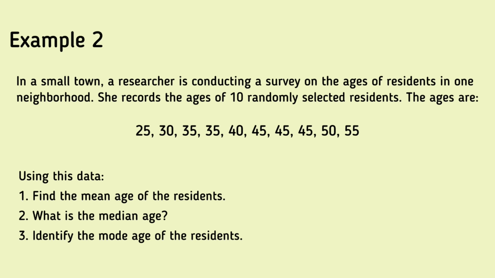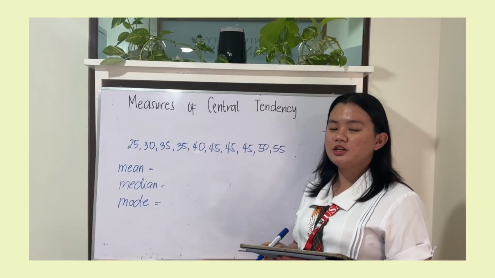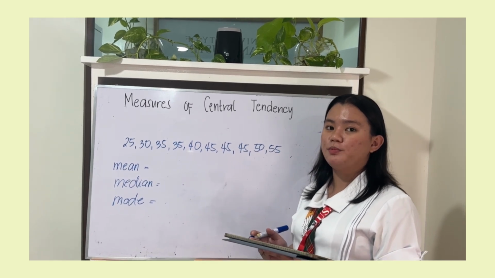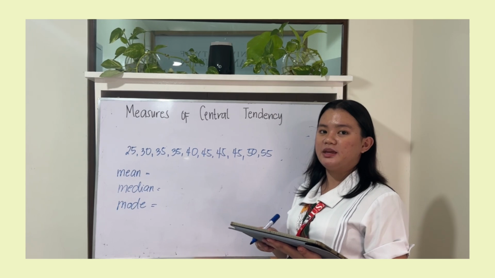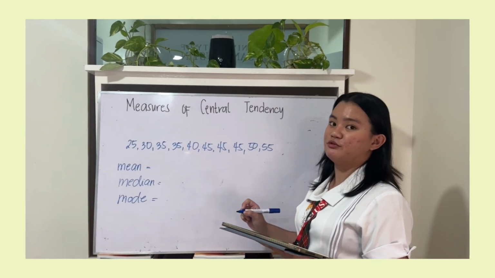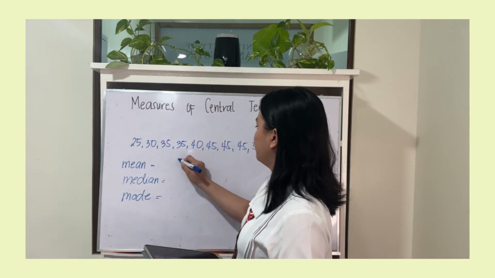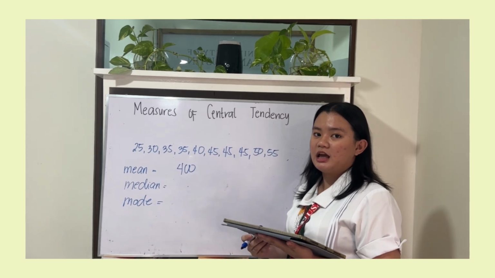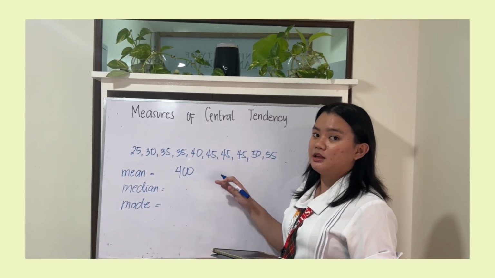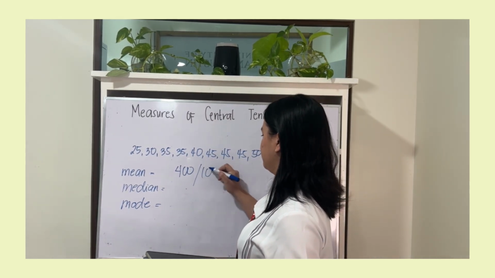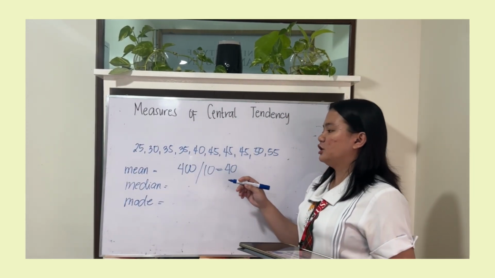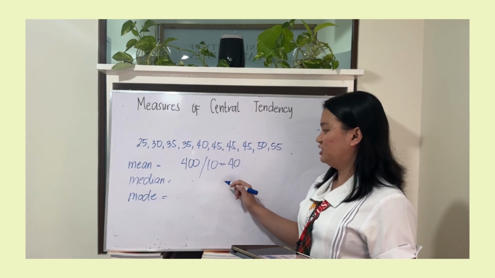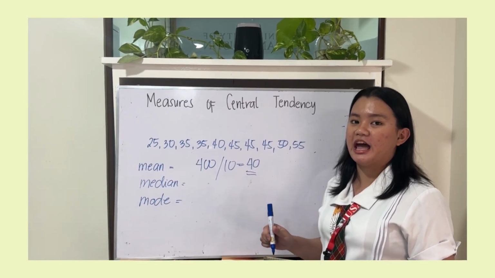Let's arrange the ages from lowest to highest. So, na-arrange natin ang ages of residents in a small town from lowest to highest. So, ang gagawin naman natin is i-compute first ang mean. So, para ma-compute ang mean, i-add natin ang ages 25 to 55, which is 400 ang total. So, ang sunod naman is i-divide naman natin ang total number of dataset, which is 10. So, para ma-compute na to ang mean, 400 divided by 10 equals 40. Total mean is 40.